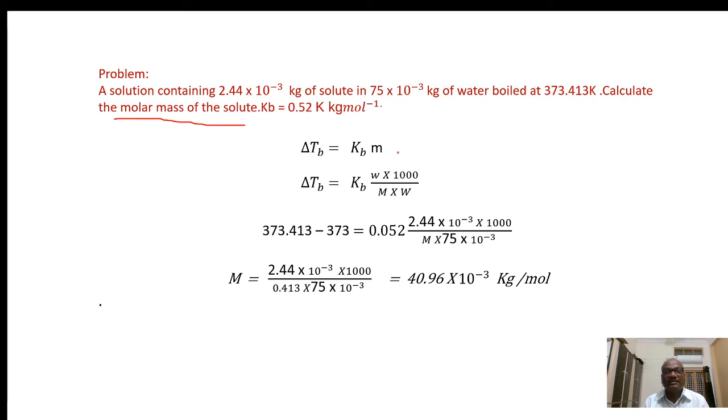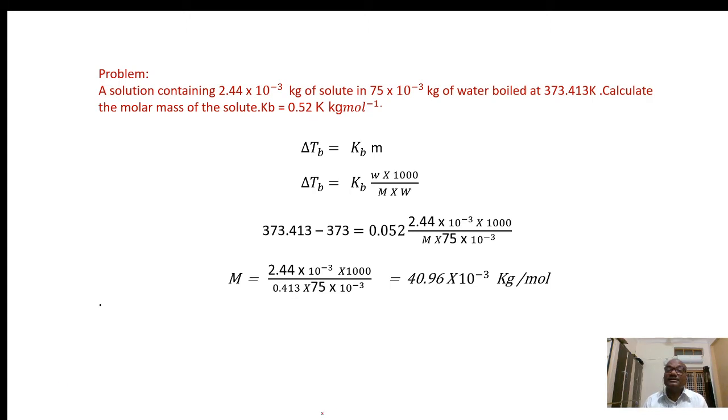Let us write the relation between delta Tb and Kb, or in the molality. So delta Tb is equal to Kb into molality. Now you introduce the term of molality here. What is the formula of molality? Small w into 1000 by capital M into W. This capital M belongs to solute only, the molecular weight: weight of solute divided by molecular weight of solute. Whereas this capital W represents the mass of solvent. So delta Tb means what? Elevation of boiling point. How can you define elevation of boiling point? It is the difference between the boiling point of solution and the boiling point of solvent.